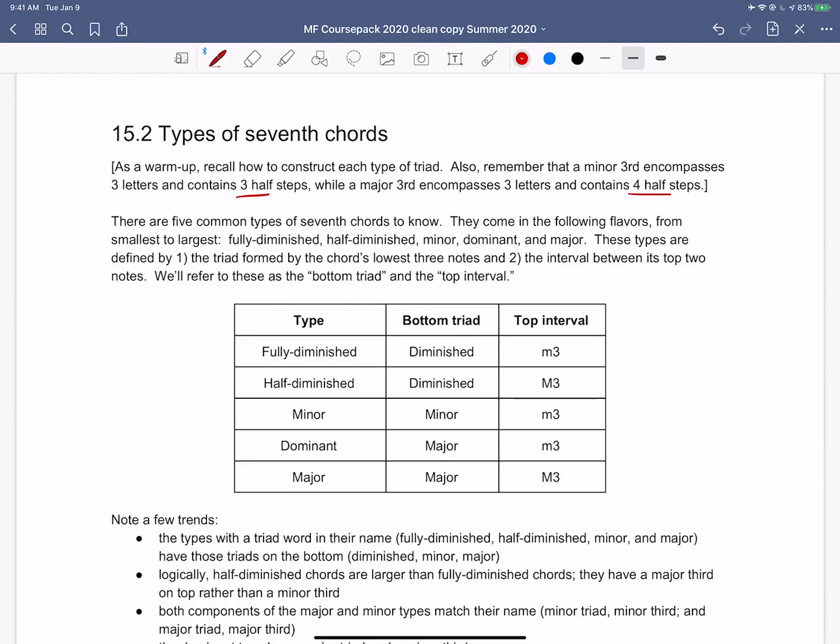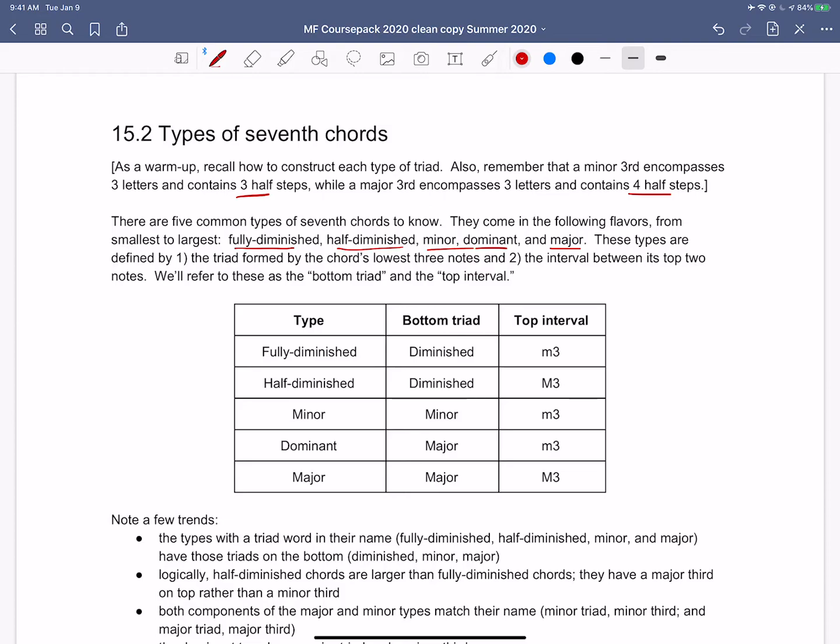Now, there are 5 common types of seventh chords to know, and in order from smallest to largest, they are fully diminished, half diminished, minor, dominant, and major. Now, let's take a look at that list. It should make a decent amount of intuitive sense.